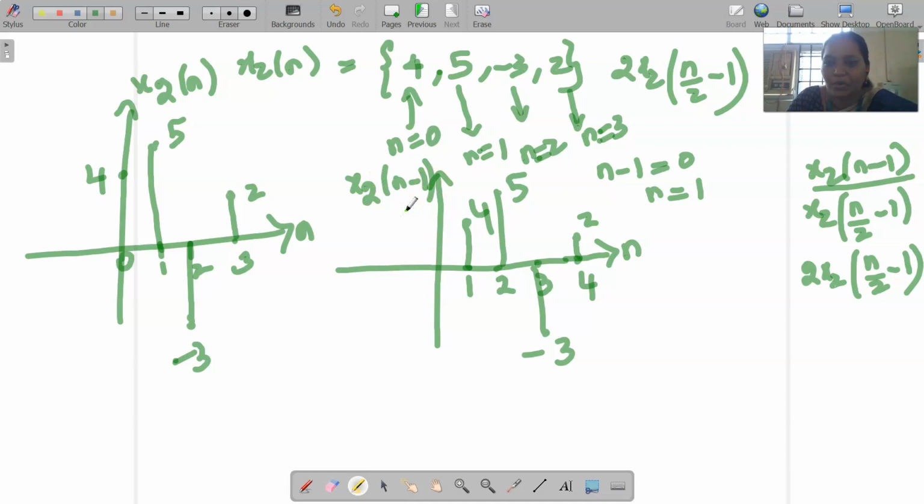And then x2 of n by 2 minus 1 we have to determine. So what we have to do? This is a time scaling operation. For the time scaling operation, we have to substitute that particular time scaling value, that is n by 2, which is equal to 1.